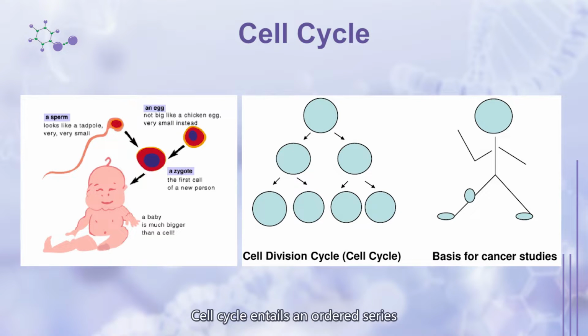The cell cycle entails an ordered series of macromolecular events that lead to cell division and the production of two daughter cells, each containing chromosomes identical to those of the parent cell. In animals, the cycle takes around 24 hours from start to finish for most cell types, although some, such as those in the skin, are constantly going through this cycle, while others may divide rarely, if at all. Neurons, for example, don't grow and divide once they are mature. Abnormal cell cycle is the basis for cancer studies.